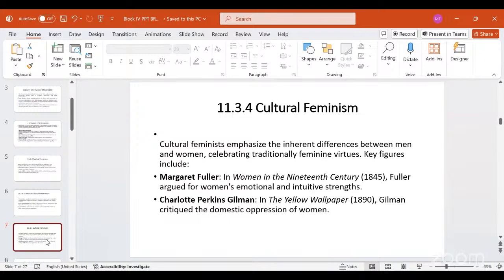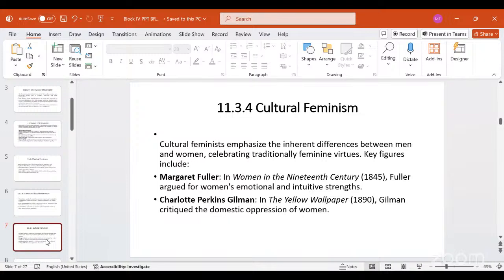Moving on, cultural feminism emphasizes the inheritance differences between men and women, celebrating traditionally feminine virtues. So when there is some asset available, and when the family has to give it to the next generation, usually the family chooses to give it to the male child rather than the female child. So this turns out to be a cultural norm that the male child inherits the property of the family, not the female. Not only assets, but also various other things are traditionally given to the male child.